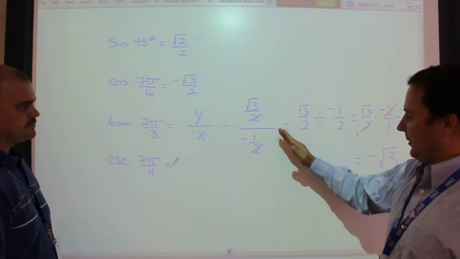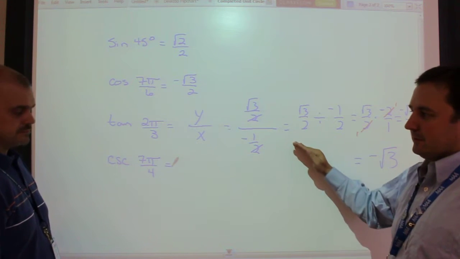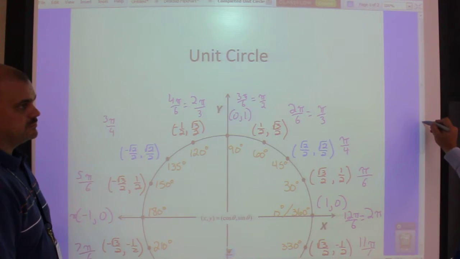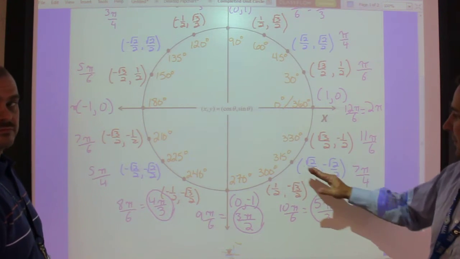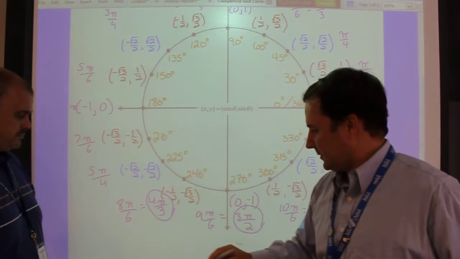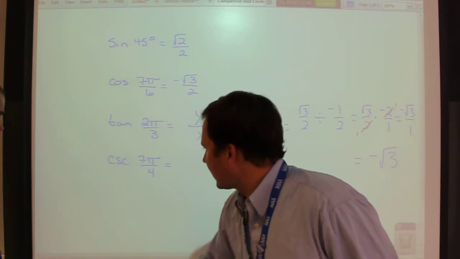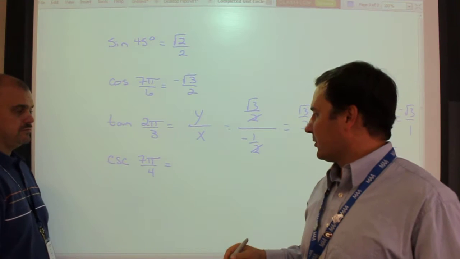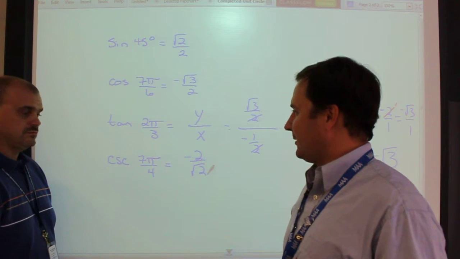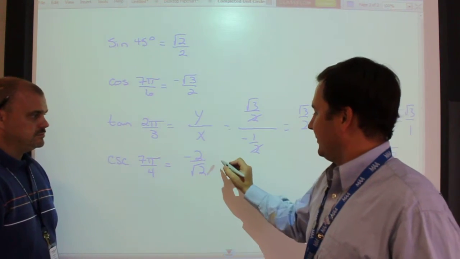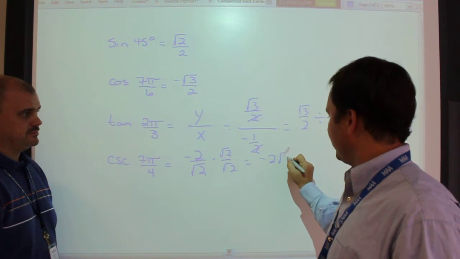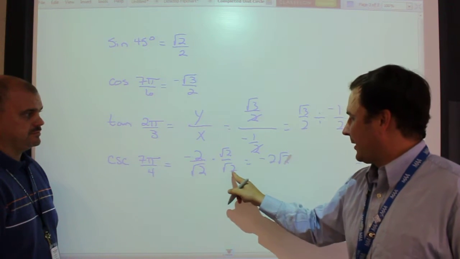7 pi over 4 is your 45-degree angle in the fourth quadrant, and the y, let's go back to the circle to show them. I don't want to lose anybody. So right here, 7 pi over 4. And so the y coordinate is negative root 2 over 2. So I want the reciprocal of negative root 2 over 2. So I'll put the 2 in the numerator and the root 2 in the denominator. I've got to rationalize again. That's all right. We can do it. So I've got negative 2 root 2, numerator times numerator, denominator times denominator.